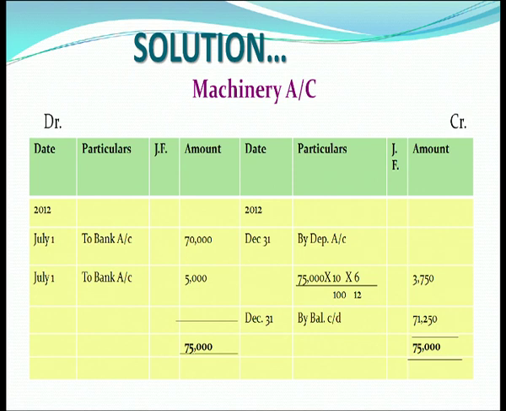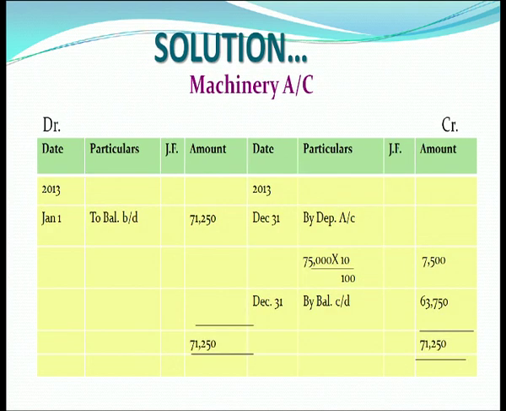And every year we need to close the books of accounts. So we will close the machinery account by calculating the carried down balance, which turns out to be the balancing figure between the debit and the credit side. So 75,000 minus 3750, it gives us a carried down balance of 71,250, which now becomes the opening balance for the next year. So 2013, 1st January, we will carry forward the balance of 71,250 rupees to the debit side of the machinery account as balance brought down.